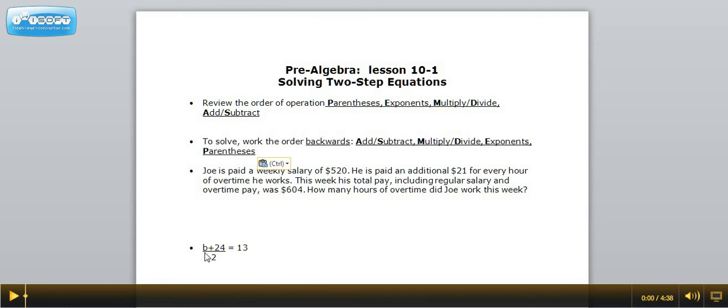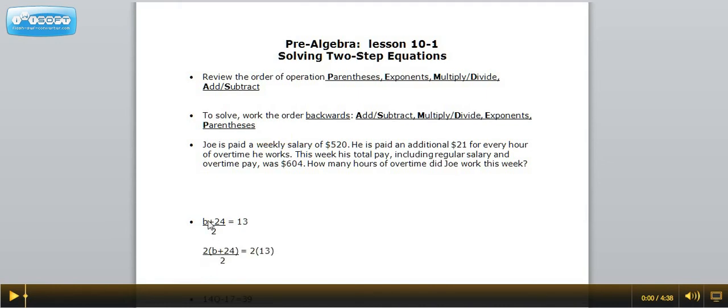So in order to get rid of divided by 2, I have to do the opposite of divided by 2, which would be multiply by 2. And what I do to one side, I do to the other. So I'm showing multiplying by 2 up here, which 2 over 2 cancels itself out and just leaves me with 1. So if I multiply by 2 on this side, I have to multiply by 2 on this side. What I do to one side, I have to do to the other. This brings me to having just b plus 24 equals, multiply these and get 26.